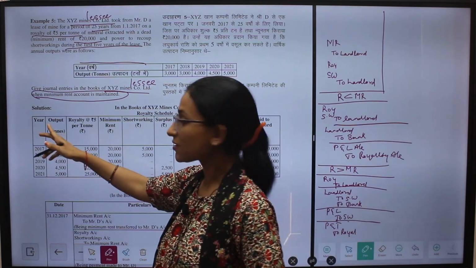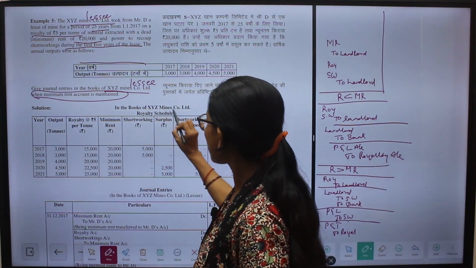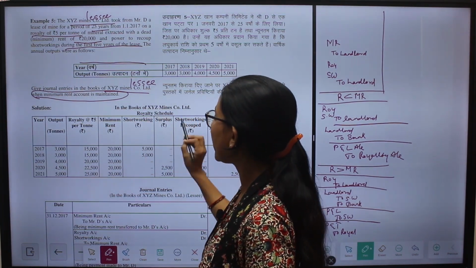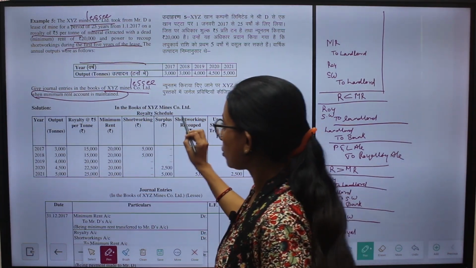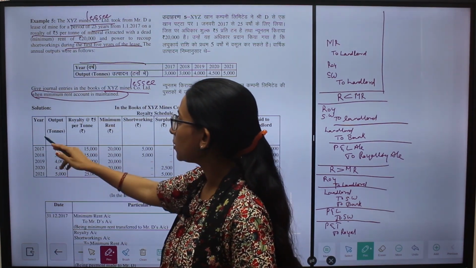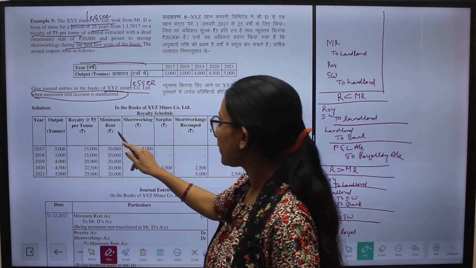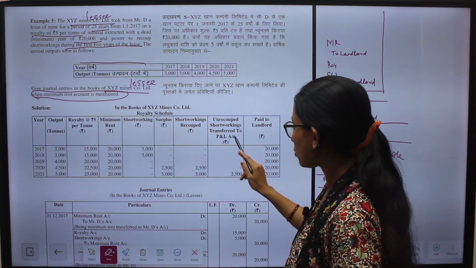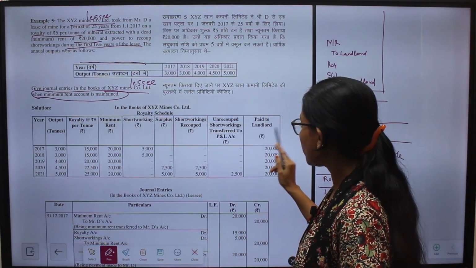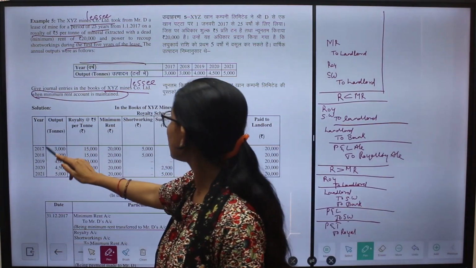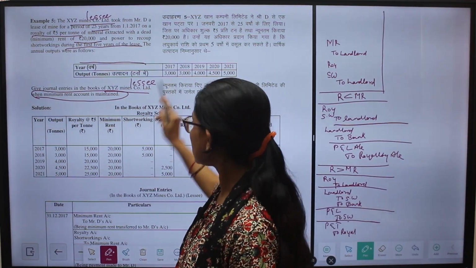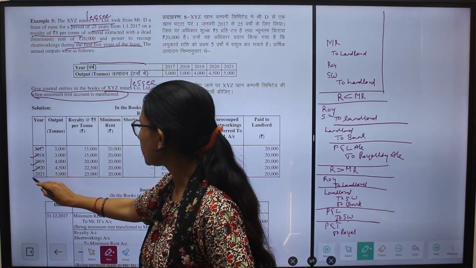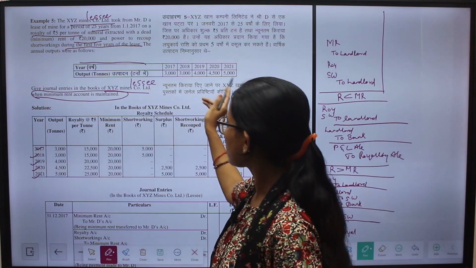So the solution starts in the book of XYZ Mine Company Limited, that is, in the book of the lessee. We will make a royalty schedule. First we will make the columns: year, output, royalty, minimum rent, short working, surplus, short working recouped, unrecouped short working transferred to P&L account, and paid to landlord. Here we will mention the years 2017, 2018, 2019, 2020, 2021, which are given in the question.